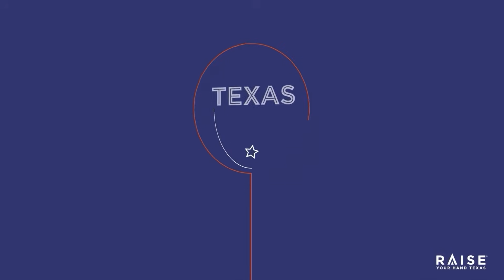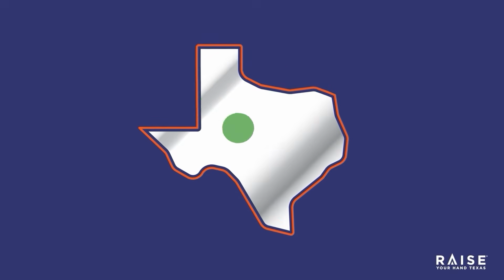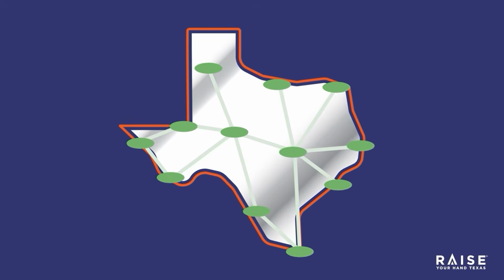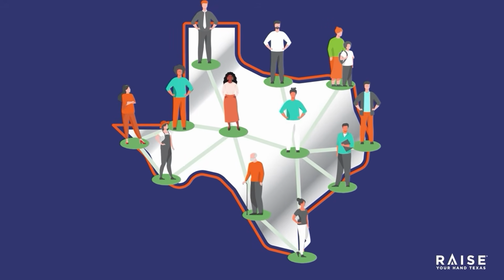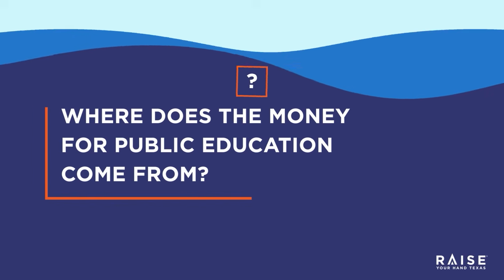The public education system in Texas is huge and critical to the future of our state. Smart planning and adequate funding are essential to making the system work for each and every Texan. Where does the money for public education come from?